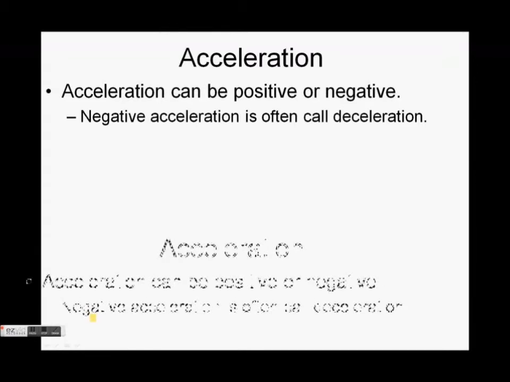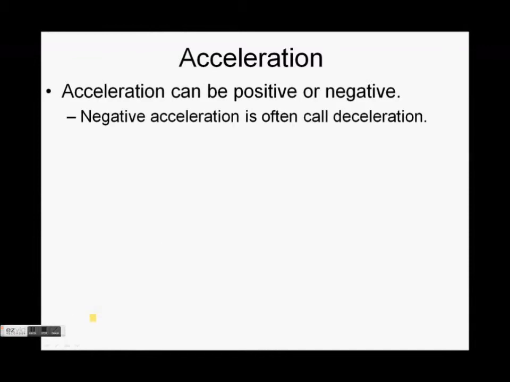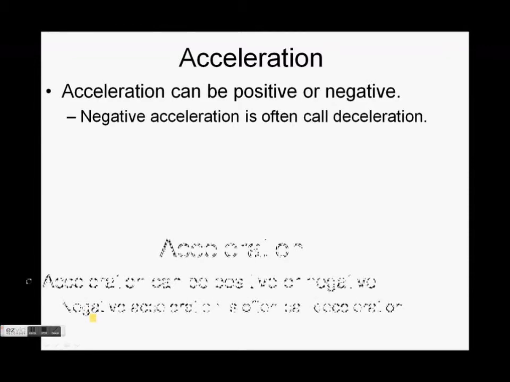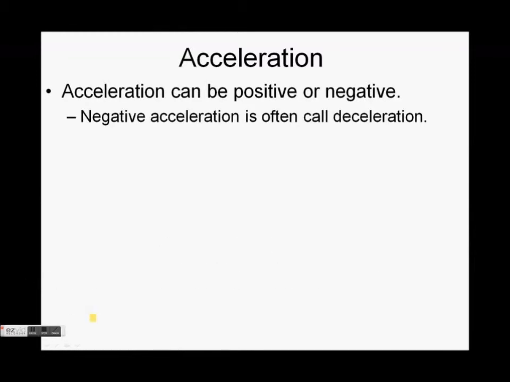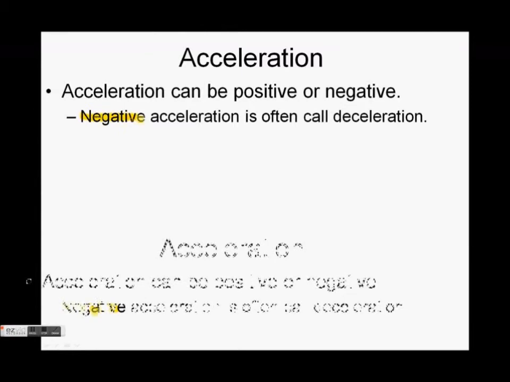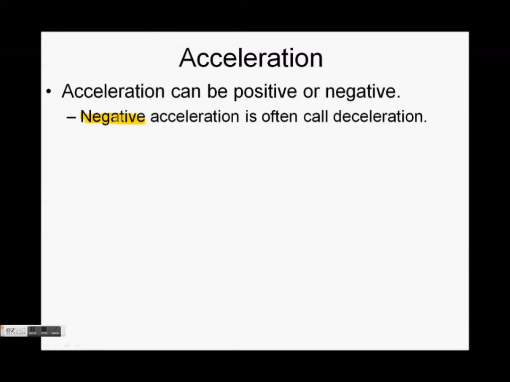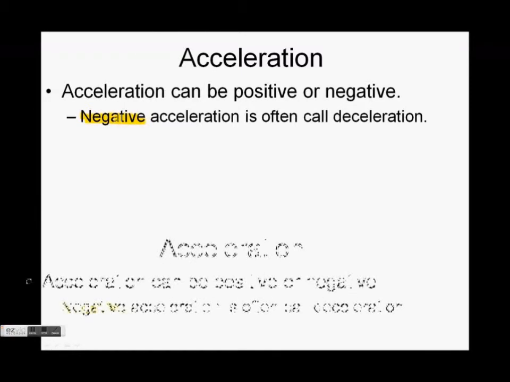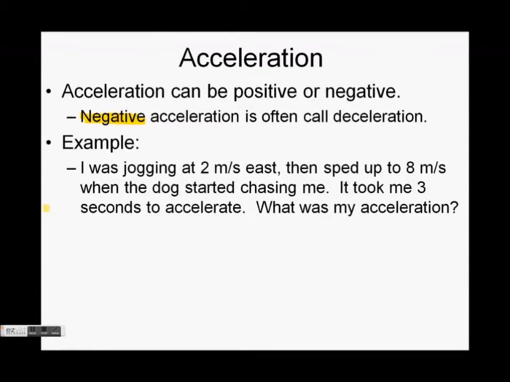Acceleration can be positive or negative. We saw that with my example with the car. You step on the brake, you accelerate. Usually negative acceleration is called deceleration, but it doesn't have to be. It still is considered acceleration. But when you're doing your problems, if somebody slows down, your answer should be a negative number. So if they're slowing down, you're going to have a negative acceleration. So let's do some examples.